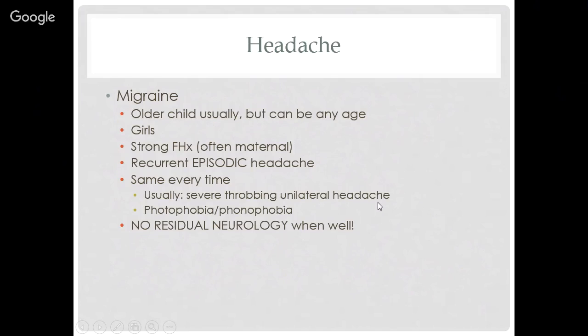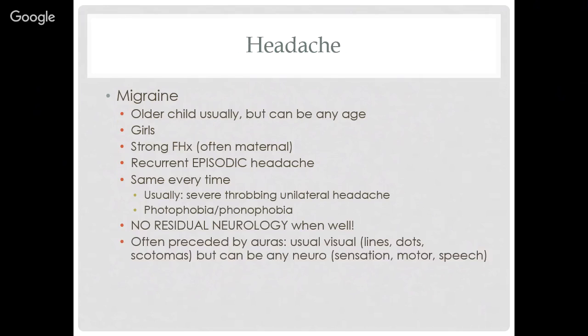There's no residual neurology when well. That's really important. So if the patient had a headache on Tuesday and on Thursday they still have hemiplegia, that is not a migraine, right? So there shouldn't be any ongoing neurological symptoms. But the aura, which can be any neurological symptom, can certainly be a part of the migraine.